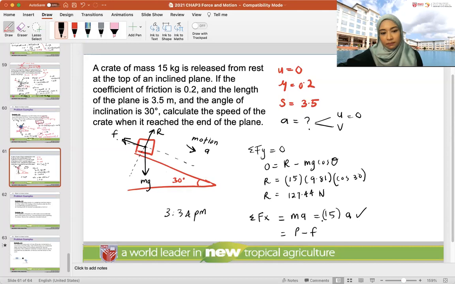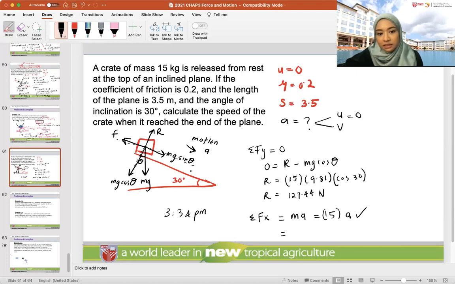Saya sangat clueless ni. Okay, tak apa saya explain. So we have mg, right? When we have mg, kita resolve dia. Kita kena resolve dulu. So this becomes mg sin theta. Ini bawah ni jadi mg cosine theta. Okay. So saya dah bagi hint dah ni. Boleh tak awak bagi saya equation dia?